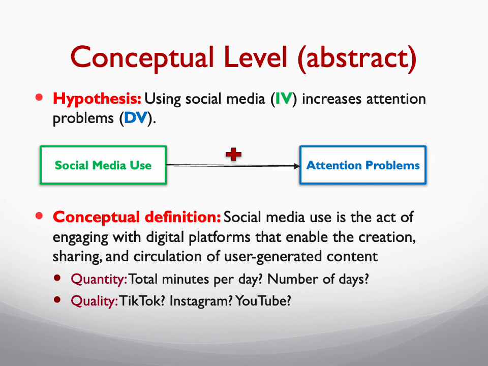We can also imagine different kinds of platforms or different qualities of platforms that enable these kinds of actions or activities in different ways. So the way they manifest on TikTok might be different than the way they manifest on Instagram, might be different than the way they manifest on something like YouTube. But they all might kind of have these features of enabling the creation, sharing, and circulation of user-generated content. So you might wonder precisely what kind of social media is this definition meant to capture?